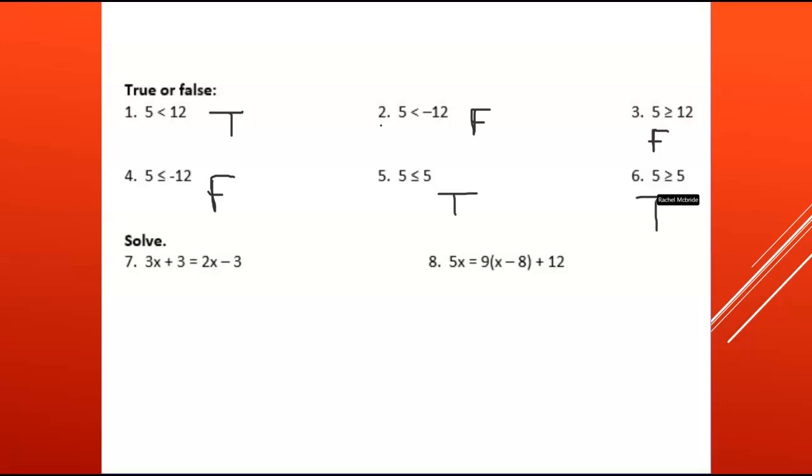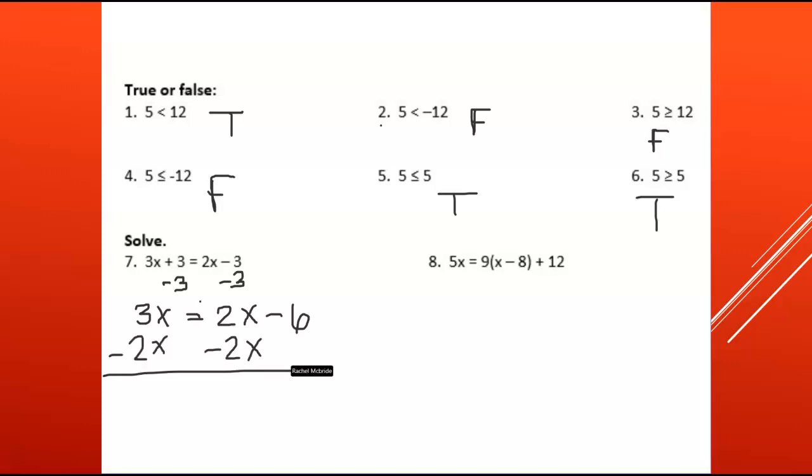Then down at the bottom, you are simply solving for your variable. So I'd subtract 3 from both sides. So you got 3x equals 2x minus 6. And then we're going to subtract 2x from both sides. And you get x equals negative 6.